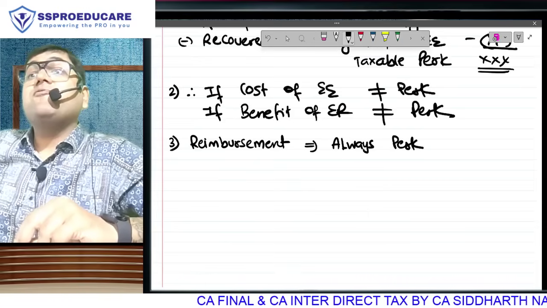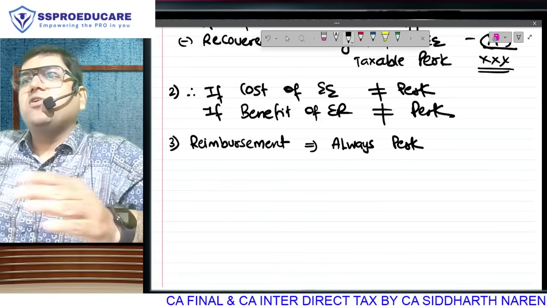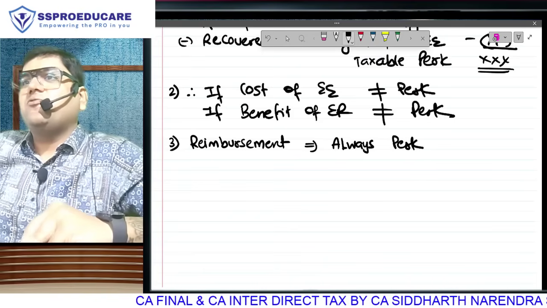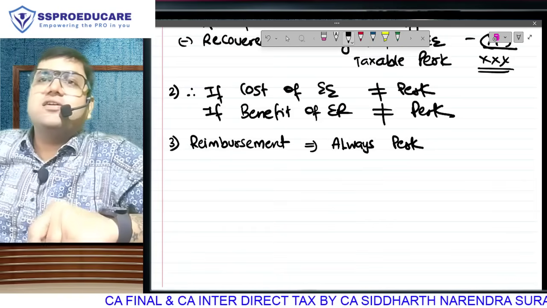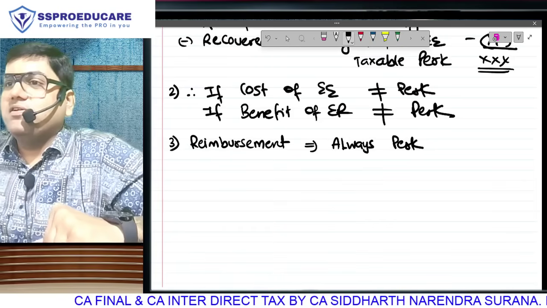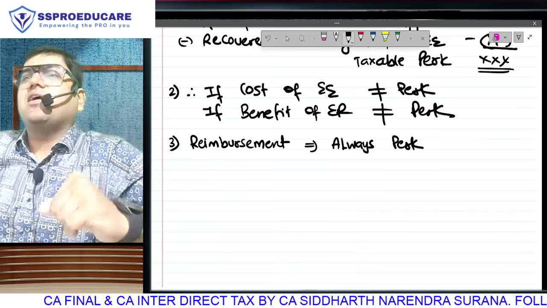Samjha? So every time we talk about the tax treatment of reimbursement, we have to keep in mind the angle of perquisite and discuss this. So whether it is travel, whether it is food, whether it is anything, reimbursement will always be looked at with the angle of perquisite.